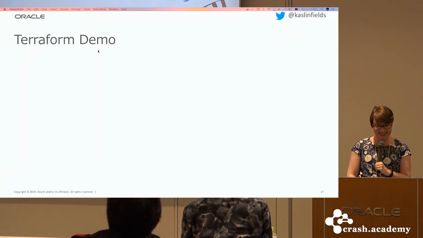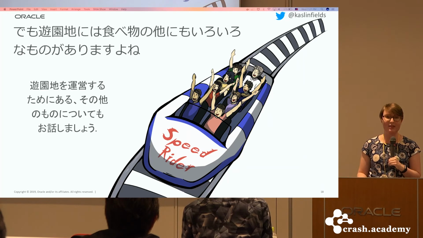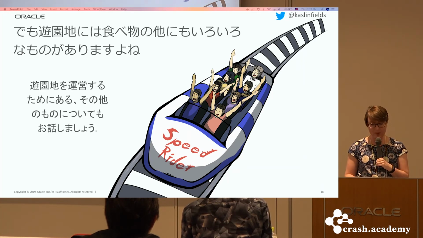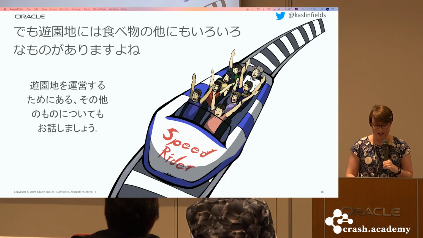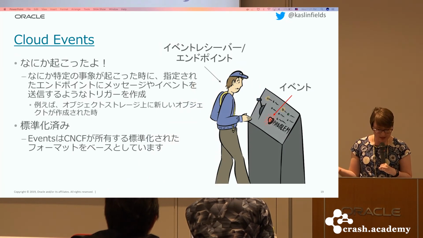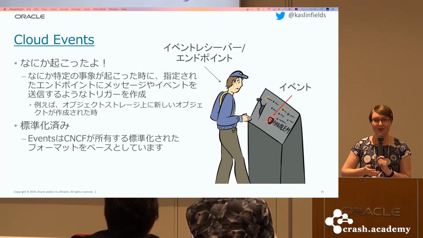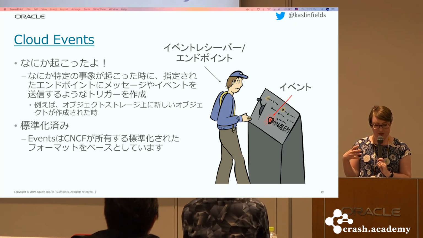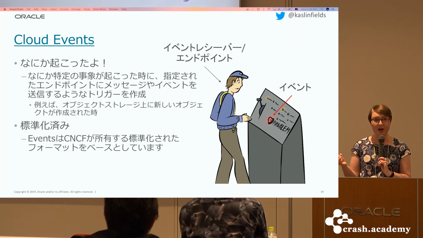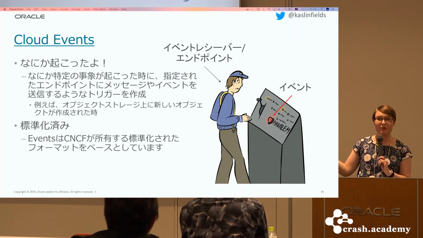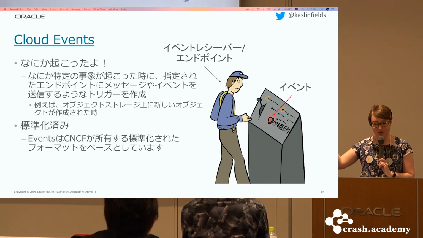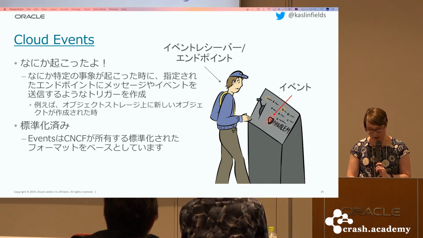So, foods aren't the only exciting things about festivals and amusement parks, though. So let's talk about rides and some other things that are important. First off, we'll mention events. An event would be something like, something happened, an image got put into storage. And you can use that event to notify some other service that something happened. This way you can create automated pipelines where something happened and then it triggered this other thing to happen. So you can create a chain of automation within your cloud.